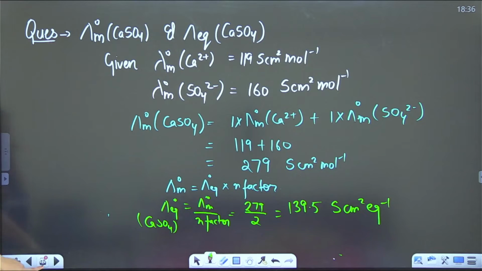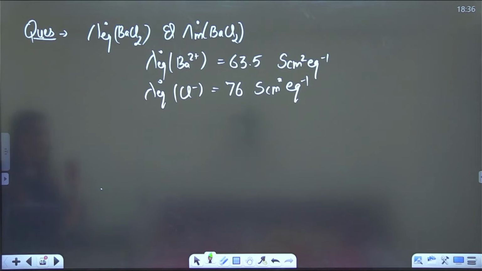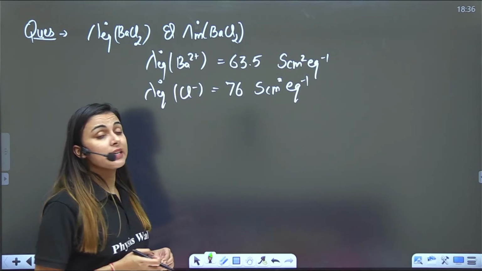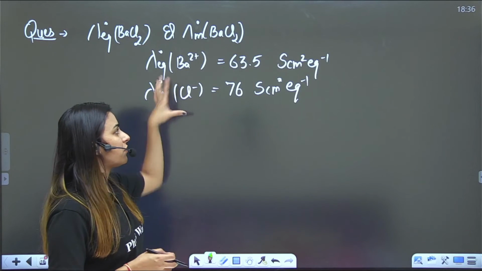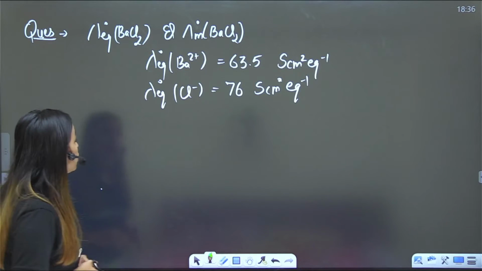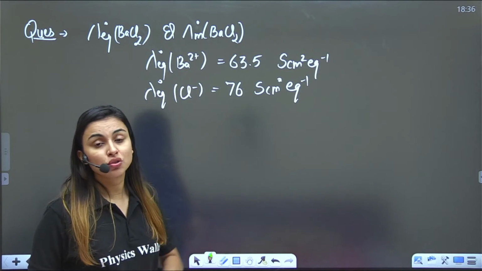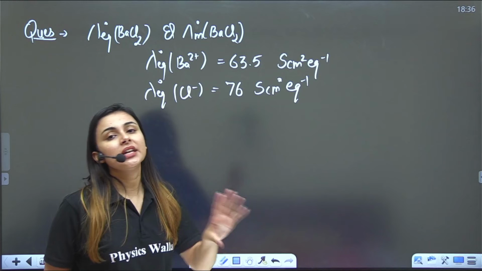Let's try another question. I hope you've written it. Next question, my dear students. You have to calculate limiting equivalent conductivity and limiting molar conductivity. You are given a few values. Now see what you are given. You are given the limiting equivalent conductivities of the individual ions. So first you can calculate the limiting equivalent conductivity.